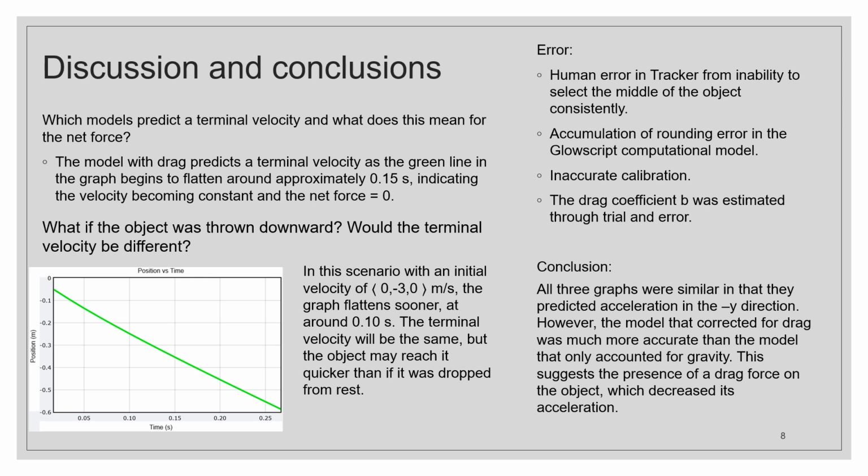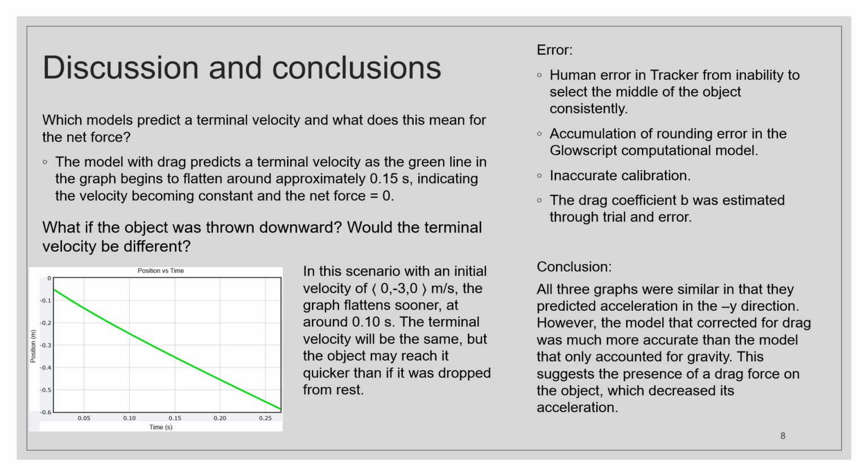Potential sources of error in this experiment may be from human error due to the inability to select the middle of the object consistently in tracker. There may also be an accumulation of rounding error in the GlowScript model that makes it seem more inaccurate than it is. The calibration in tracker could also be slightly inaccurate, and the drag force was determined purely through trial and error and is not exact.